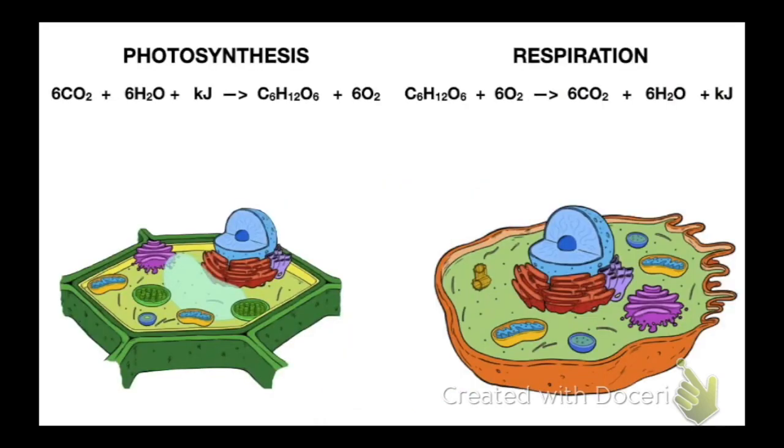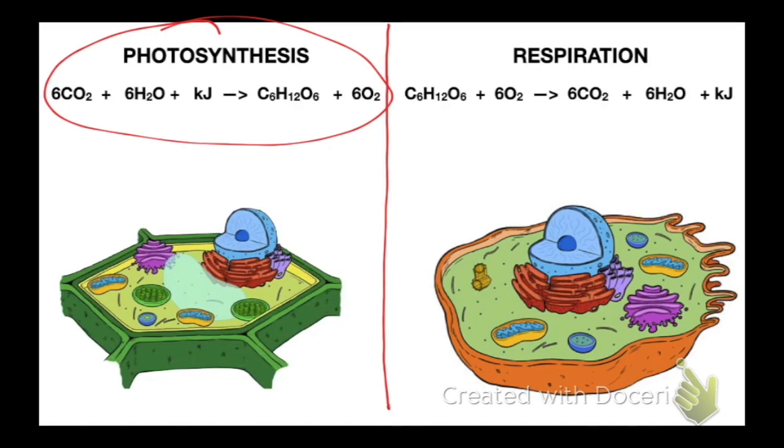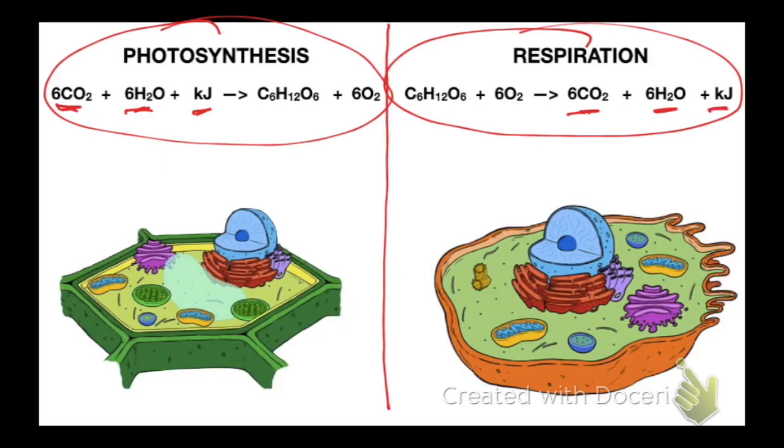Let's look at the whole thing now. So imagine photosynthesis on this side, and then cellular respiration on this side. Notice the reactions are the opposite. CO2, water, kilojoules. CO2, water, kilojoules. This is endothermic. This is exothermic. Okay? Also notice that this makes glucose and oxygen. This uses glucose and oxygen.